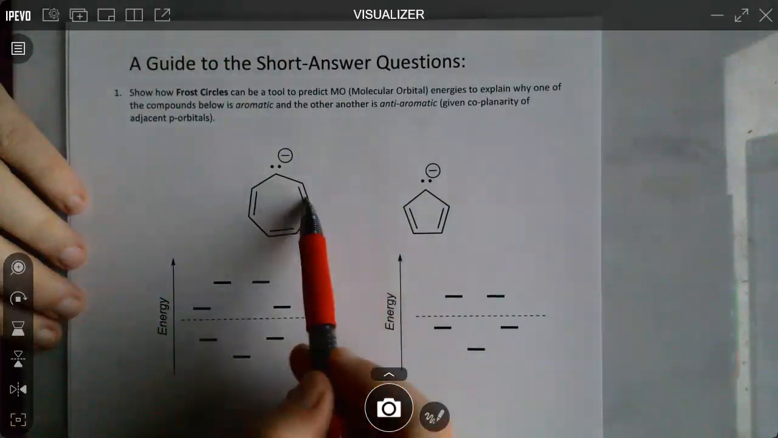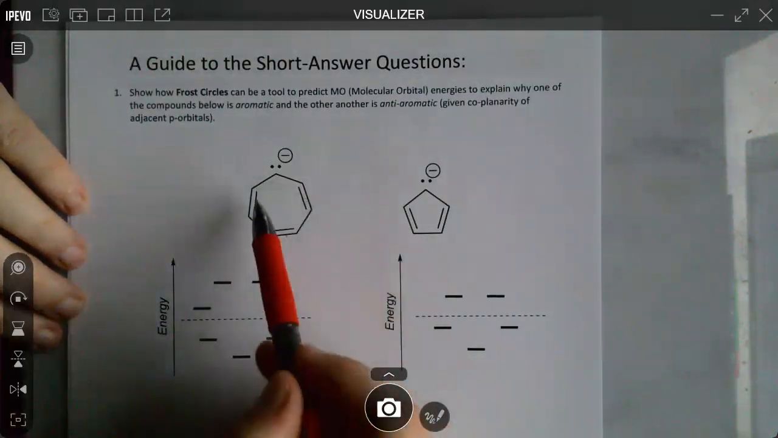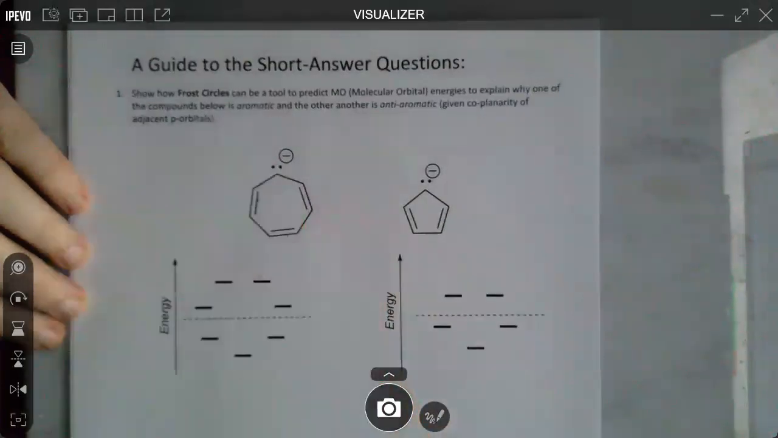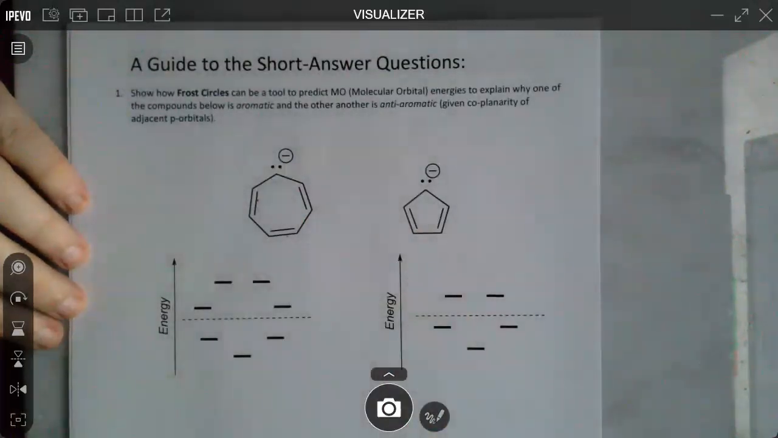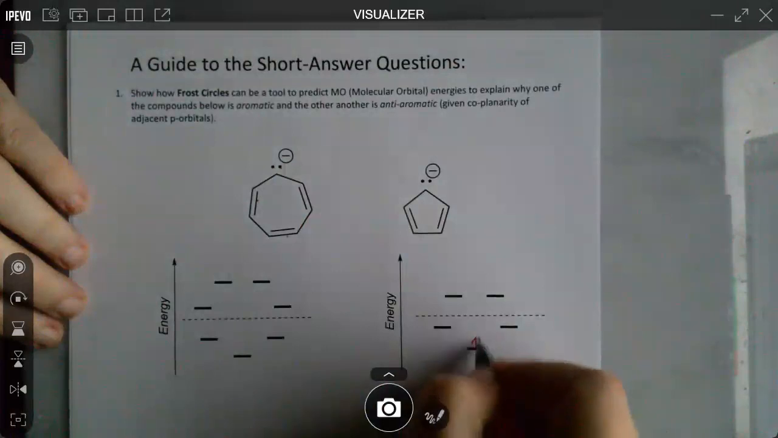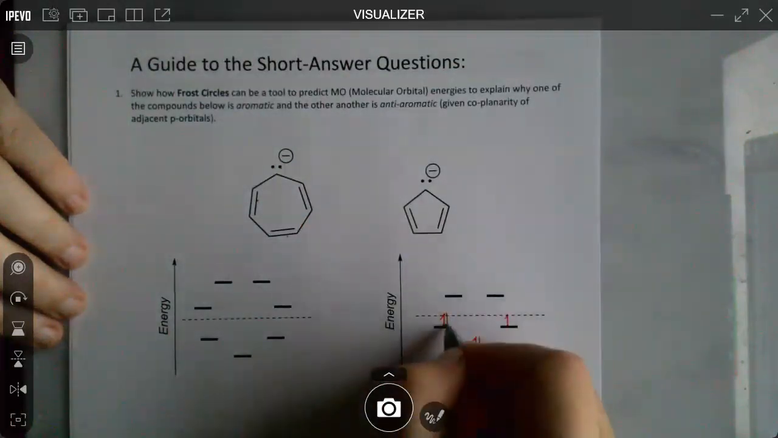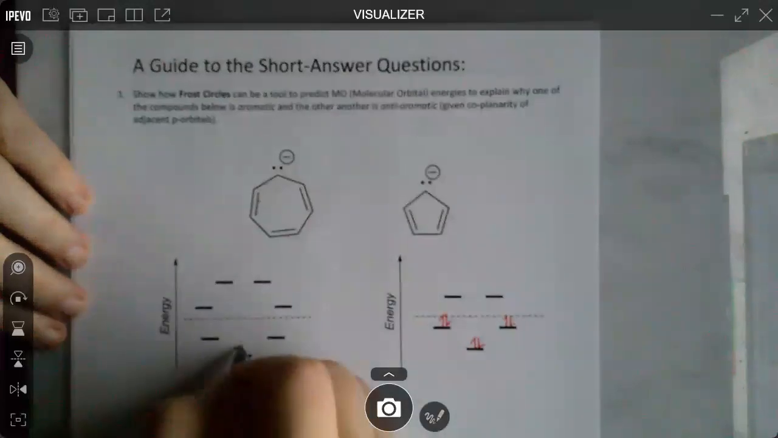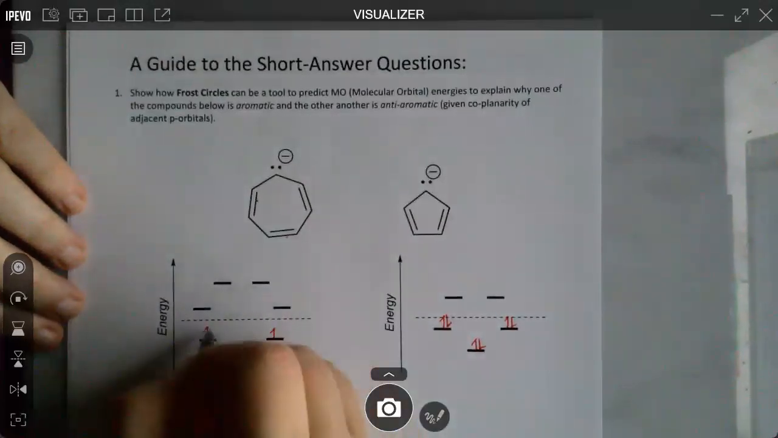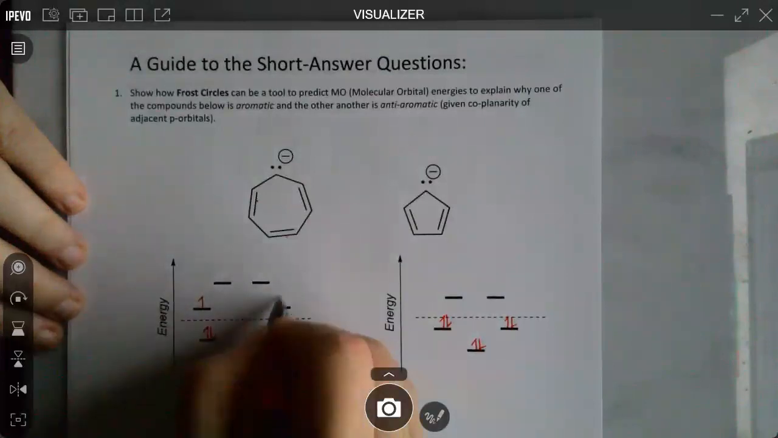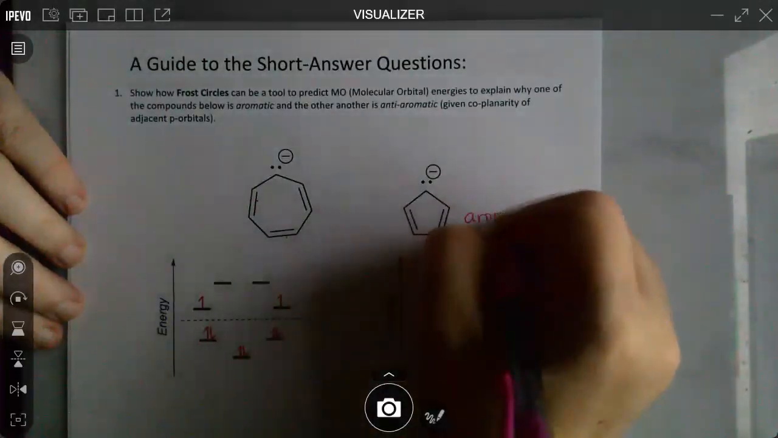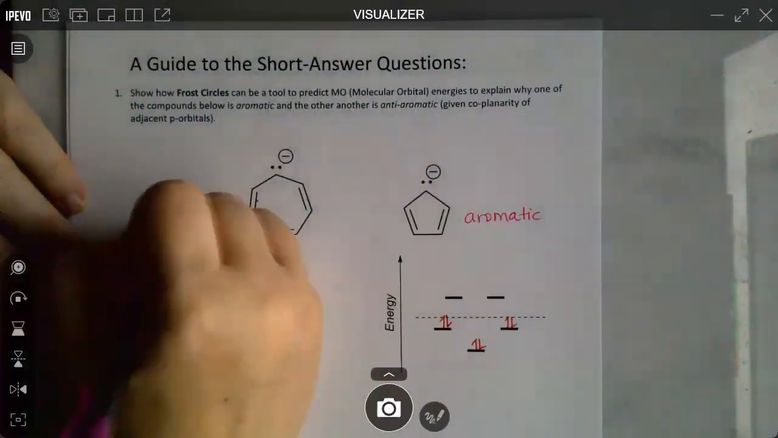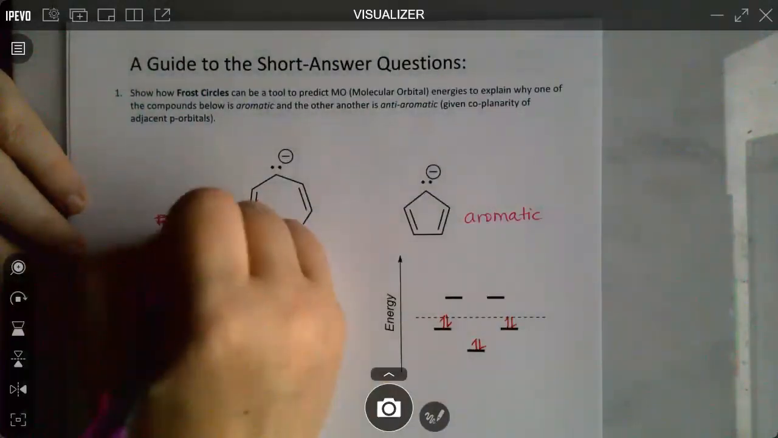So we have 1, 2, 3, 4, 5, 6, 7, 8 electrons here, and 1, 2, 3, 4, 5, 6 over here. So if we do 1, 2, 3, 4, 5, 6, and then 1, 2, 3, 4, 5, 6, 7, 8, this shows us that this compound is aromatic, where this one is anti-aromatic.